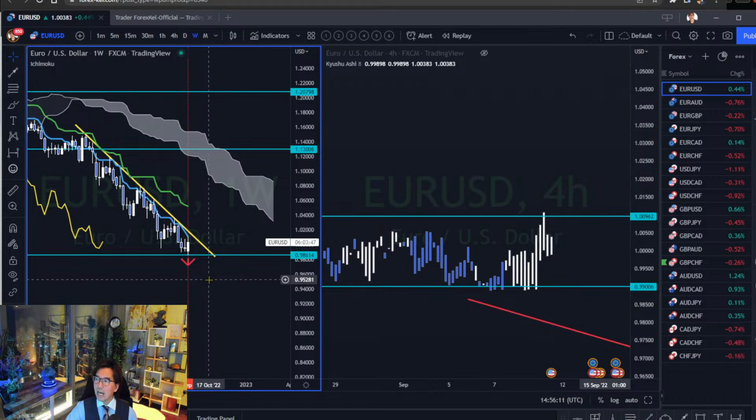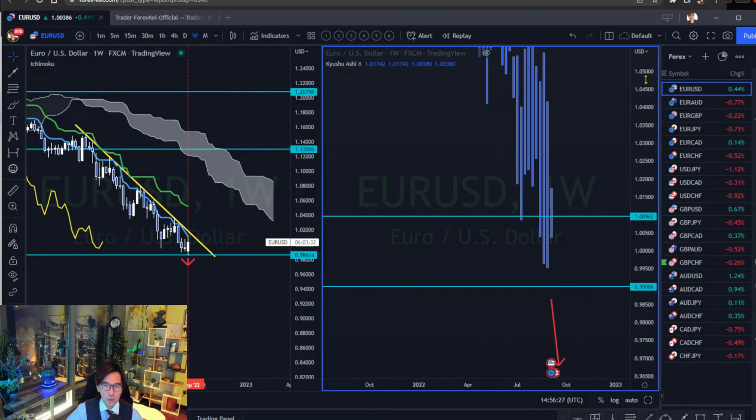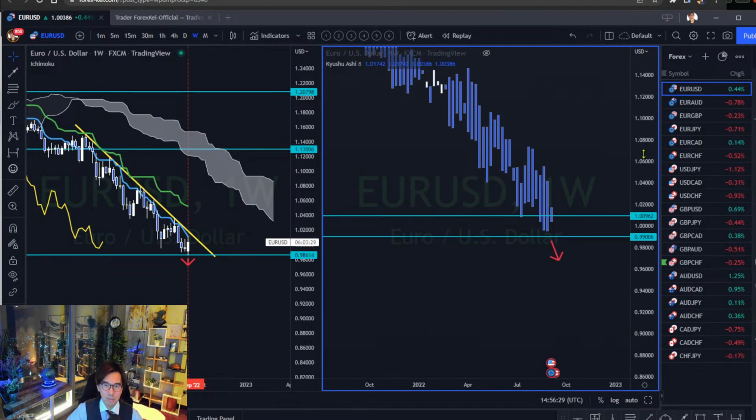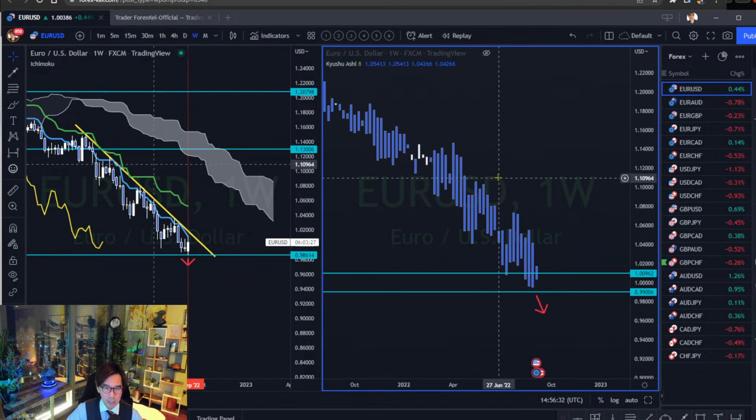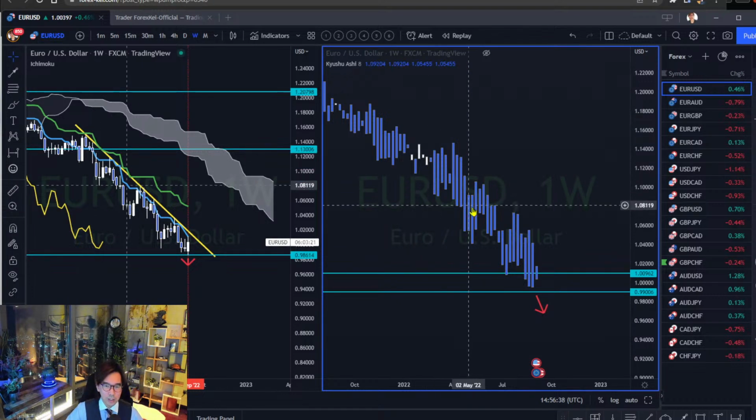So in this case, I don't usually look for the buying edge, but I wait for the downtrend to happen and then sell. So for me, I keep staying away from the Euro USD. If you also look at the weekly Kyushu Ashi, this is also bearish. Kyushu Ashi has been bearish since the week of the 21st of February this year. So yeah, it has been bearish continuously.